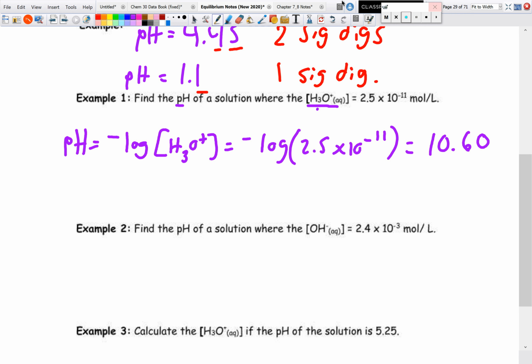10.60. Now that's all I'm going to write, because we have 1, 2 significant digits in our concentration, so 1, 2 significant digits in our pH.